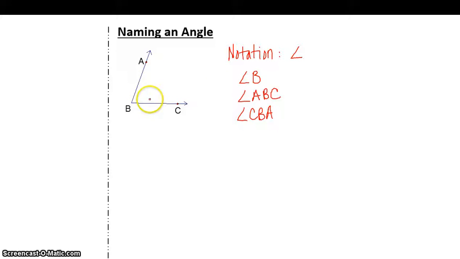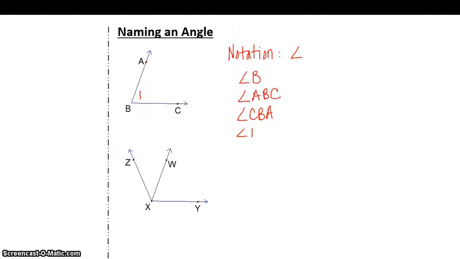One other way is if, let's say, they had put a number in here, like maybe they put number 1 in there. So if they put a number in there for you, then you would have a 4th way and you could just name it angle 1. But if they don't put a number in there, then you can't use that.